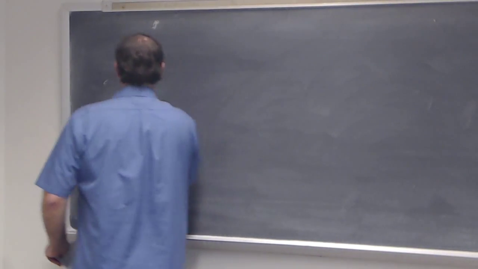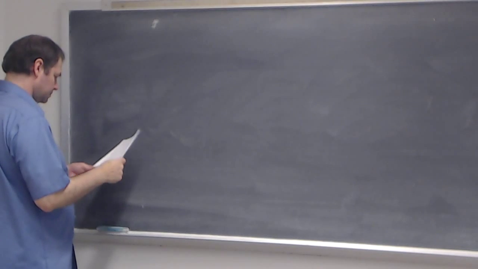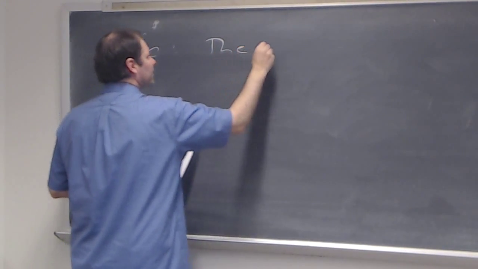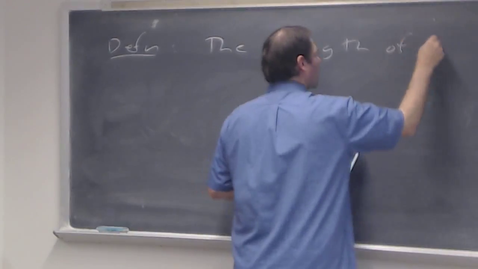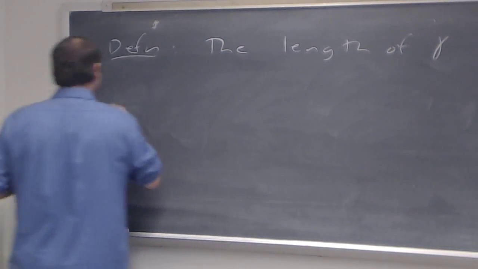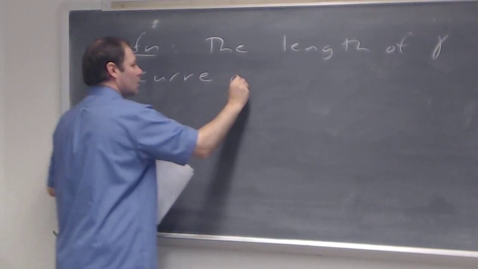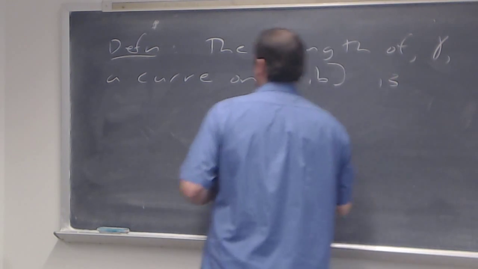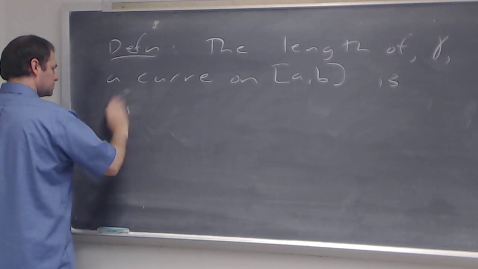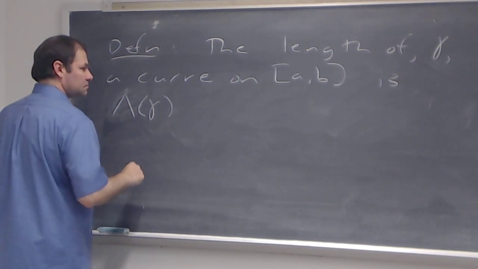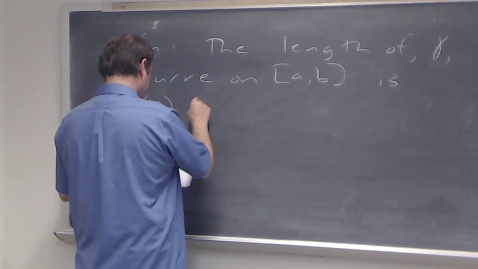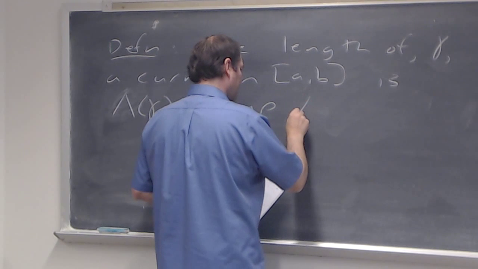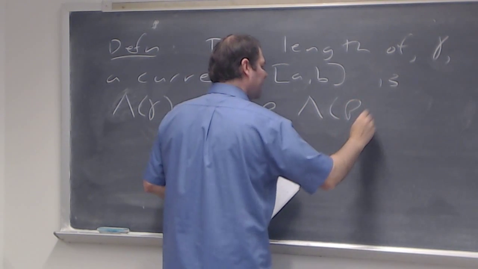Of course, that was with respect to a given partition. And so, here's a definition. It says the length of gamma, which we consider a curve from A to B, we denote it big lambda of gamma, and it's given by the sup over all partitions P of lambda of P of gamma.